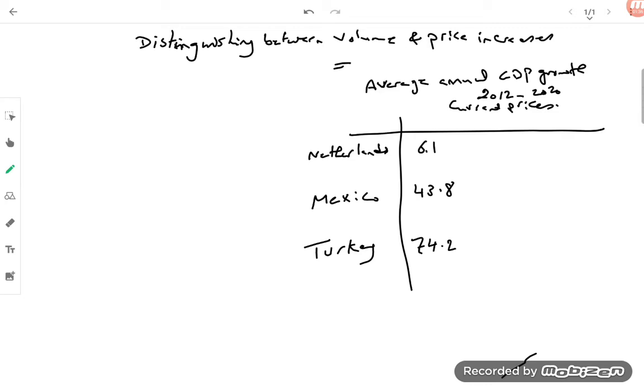But actually, these figures are misleading. We cannot read numbers in this form. It's not meaningful in international comparison. So it's necessary to separate the growth from inflation, or a change in volume from a change in price. So we have number one, to separate the change in volume, which is growth, and the change in prices, which is inflation.